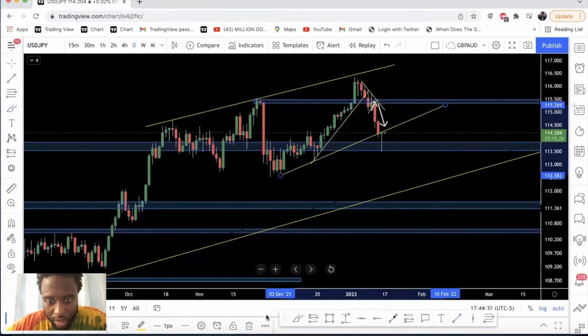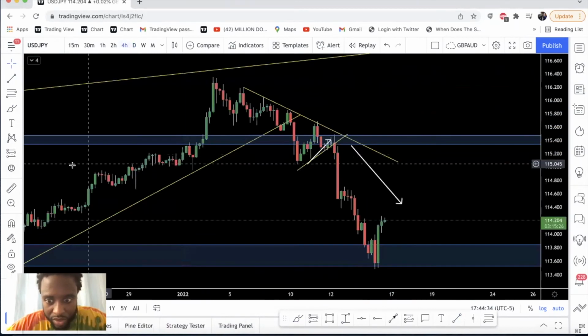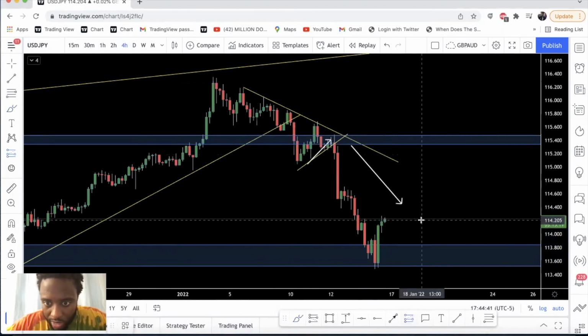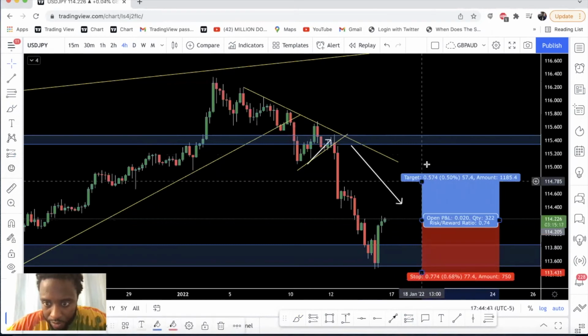If we look at the 4-hour, price formed a bullish engulfing on the 4-hour, holding support at this level of structure, and I would expect this to have a move back up.